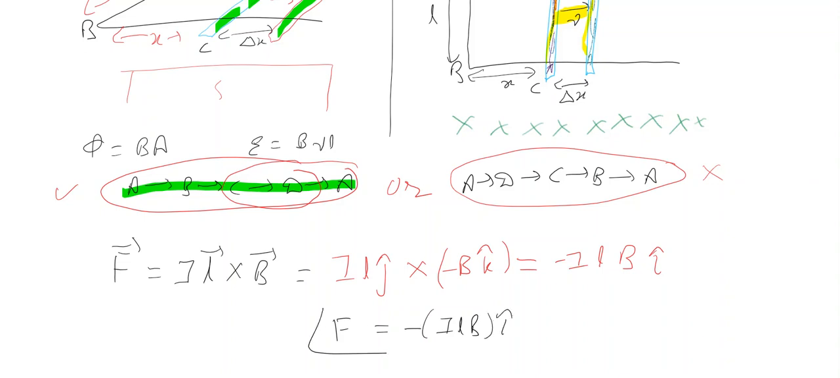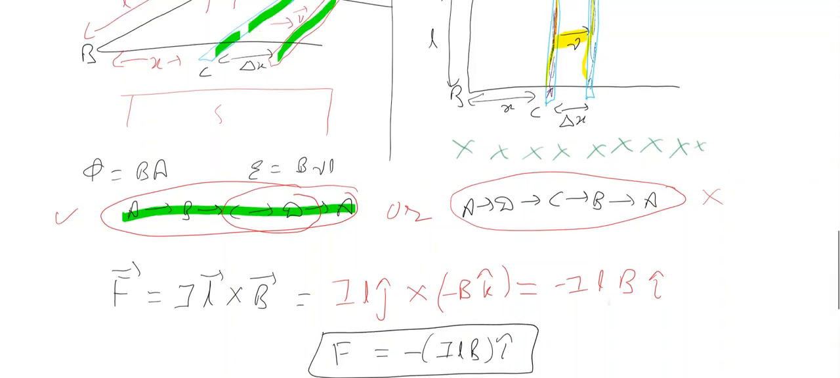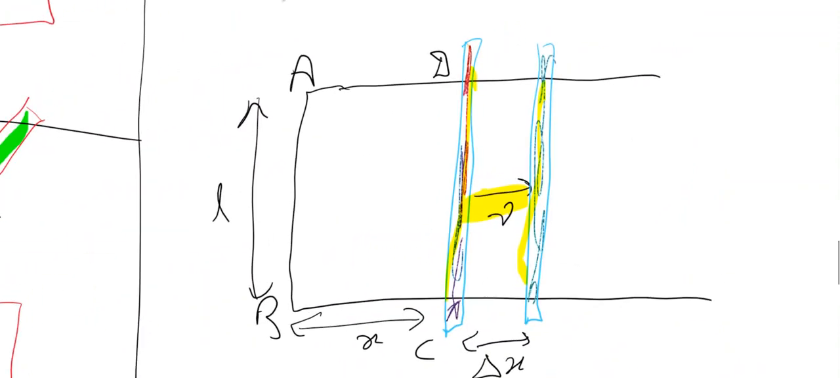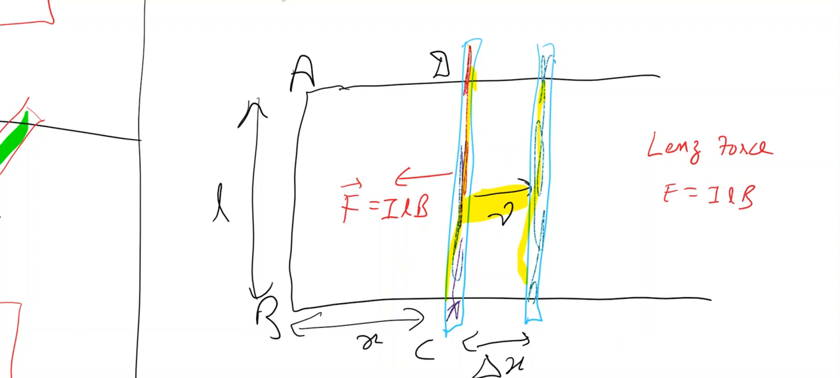What do you mean by minus I cap? So we are talking about a force which is acting on this rod in this direction. Why should there be a force? So this is the Lenz's force. This force is called Lenz's force. And what it is doing, it is making sure that the law of conservation of energy is obeyed.